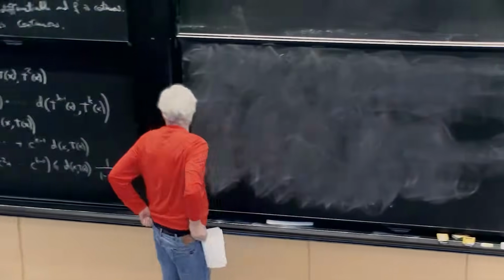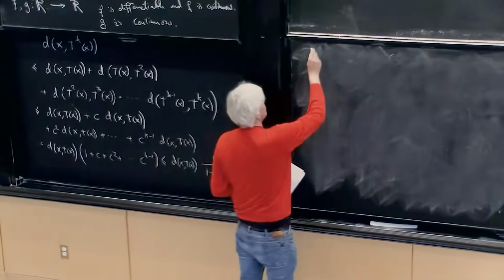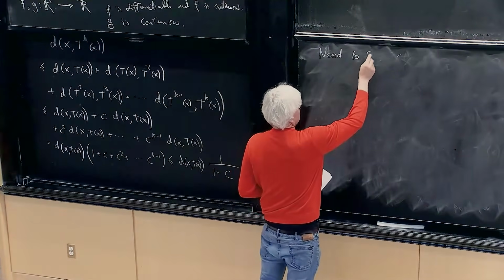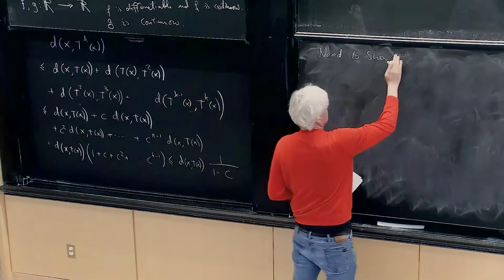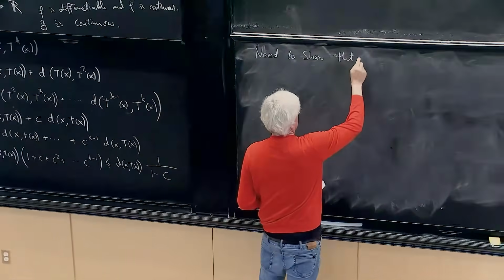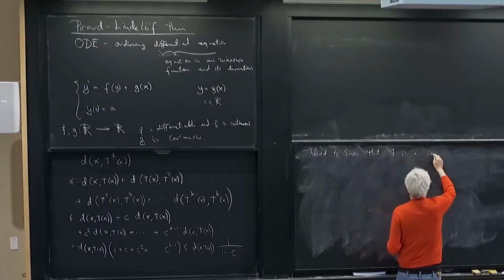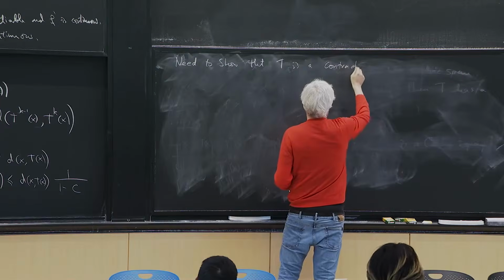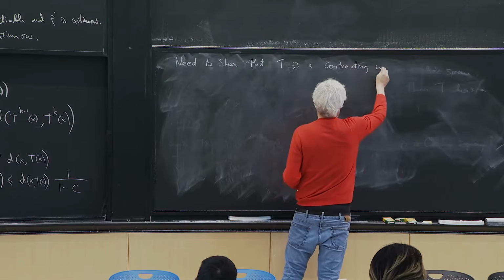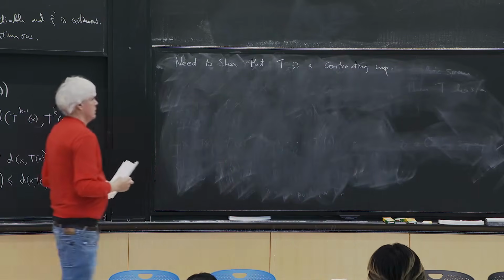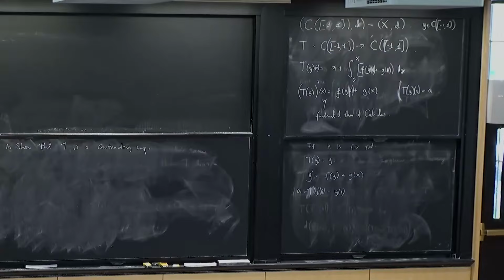And so we need to show that T is a contracting map.